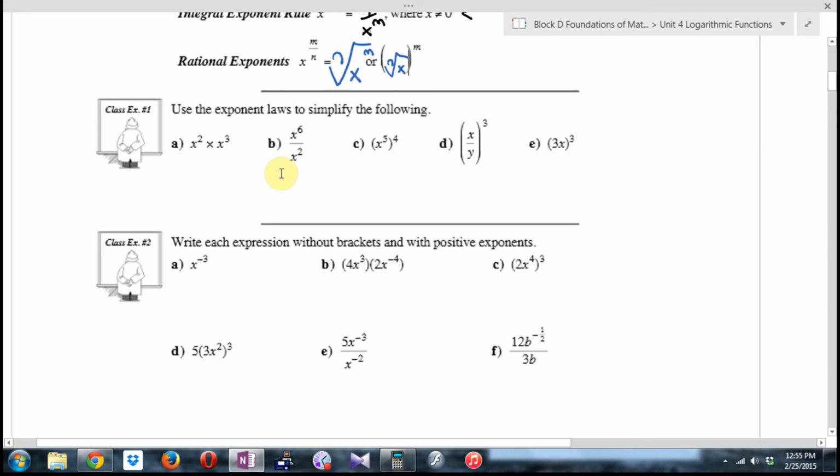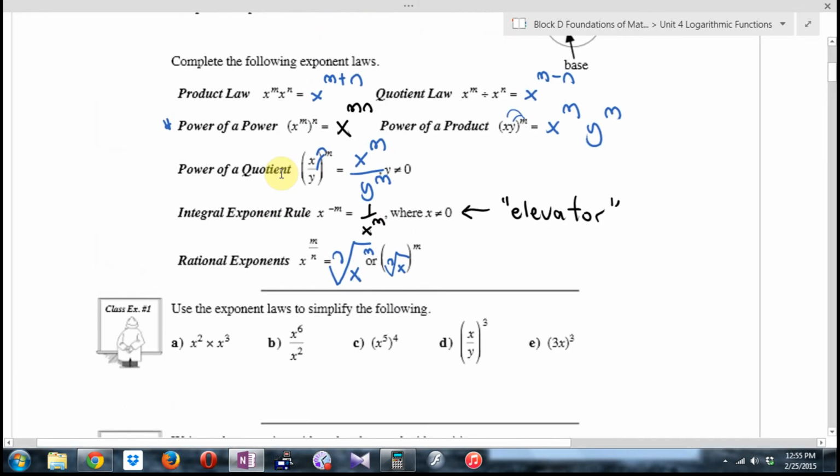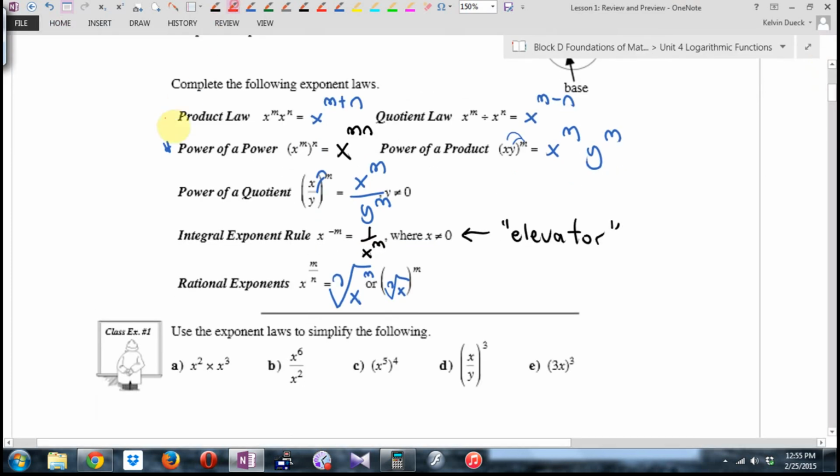So, Mr. Dueck's handy-dandy way to simplify exponents. Up here where we have the rules, can you put, please, next to where it says power to a power, a big number 1? I always do that first.